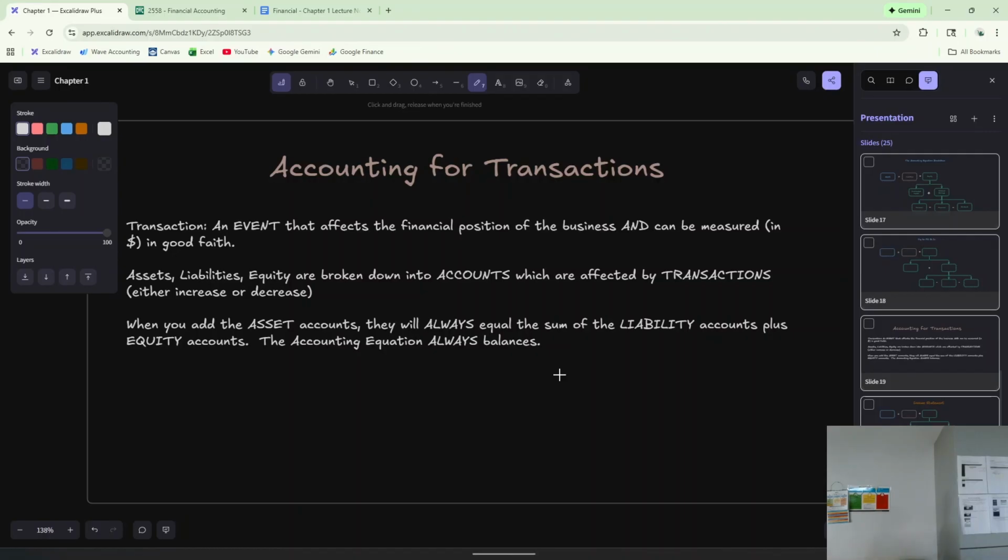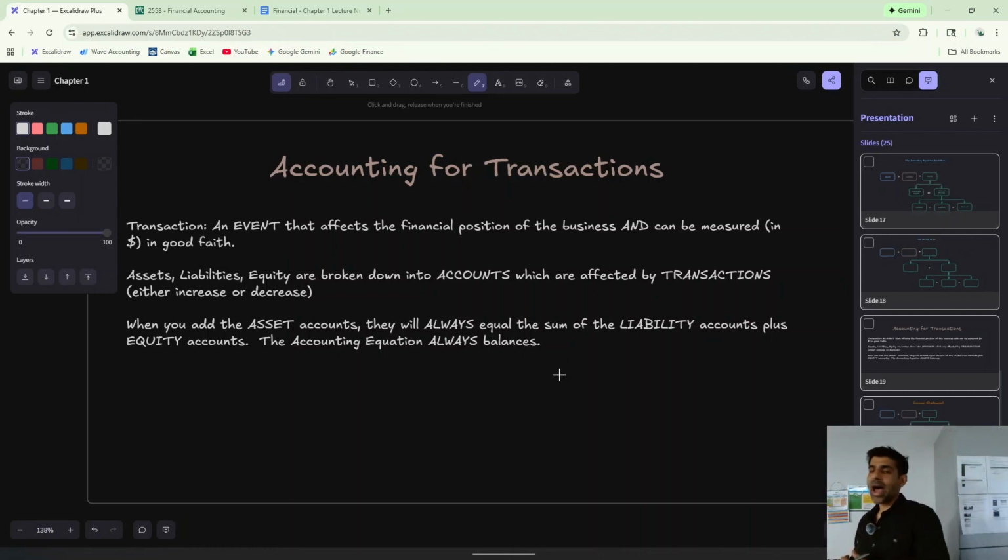Okay, so there has to be this idea of measurability. There has to be a dollar amount that we can attribute, at least estimate with good faith. It doesn't necessarily have to be an exact number, but we have to have a reasonable way to measure it in order to account for it in our accounting system.